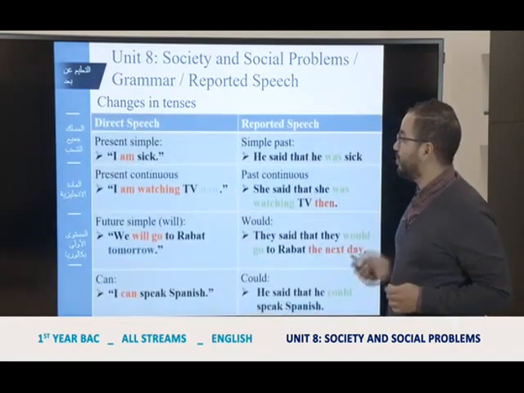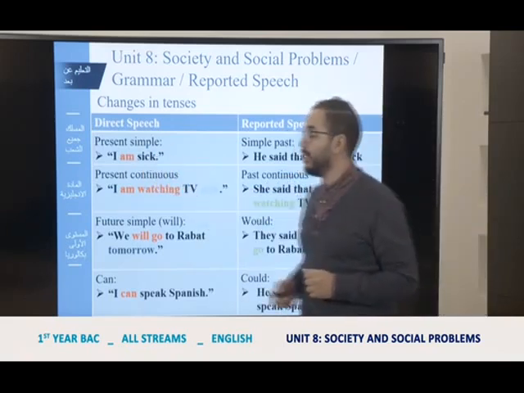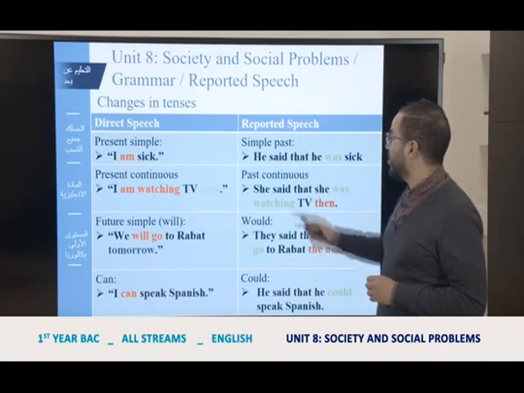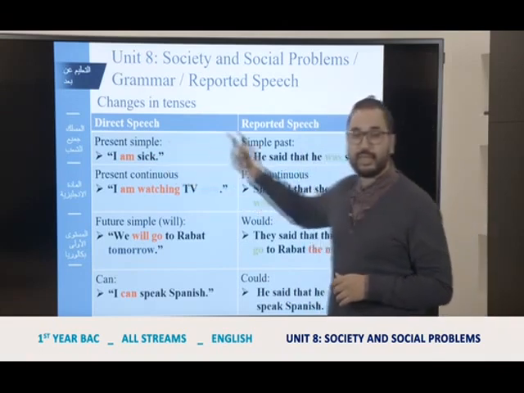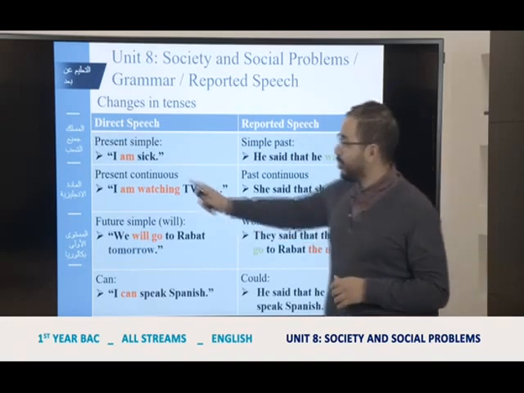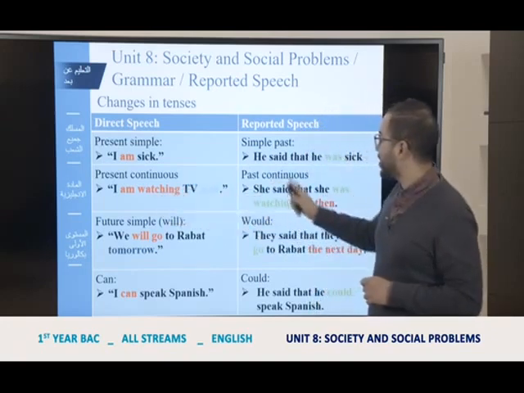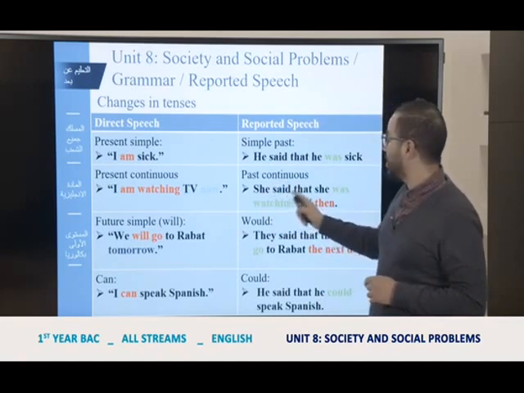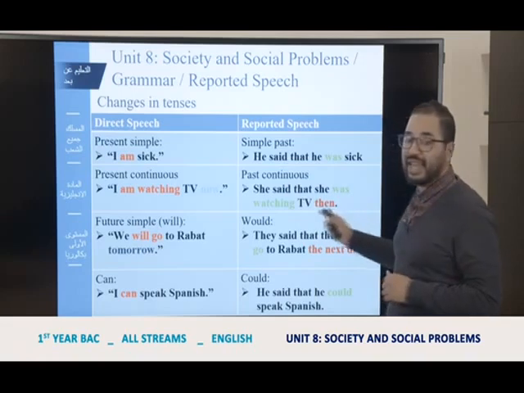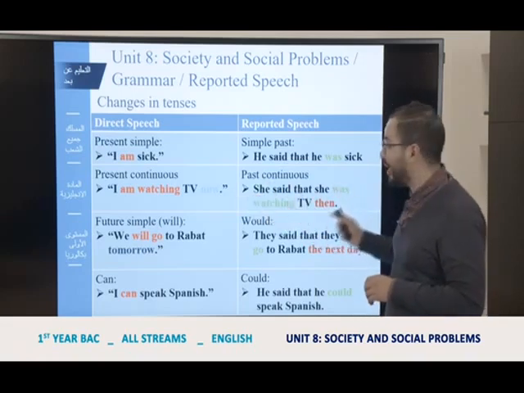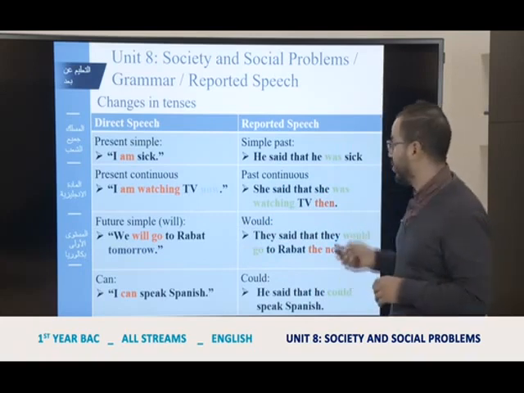So this is a table. For example, here the present, "I am sick," to be. The past simple, he said that he was sick. So present becomes the past. The present continuous, "I'm watching TV now," becomes past continuous. He said or she said that she was watching TV then. Now we change it to then. I am, present continuous, becomes the past continuous.